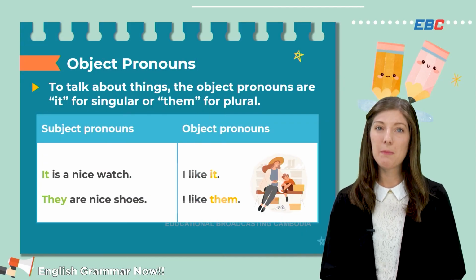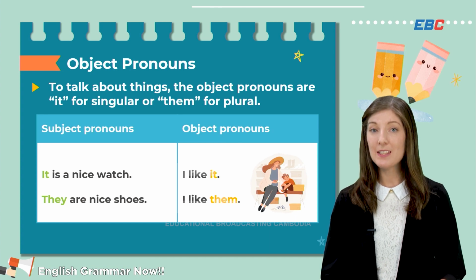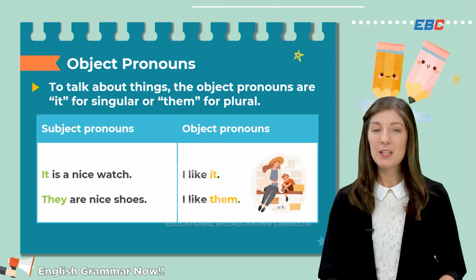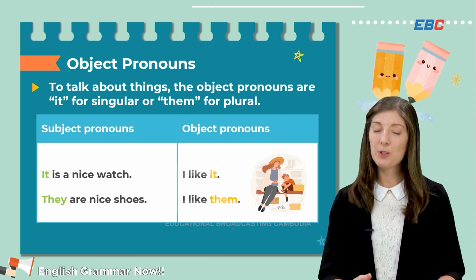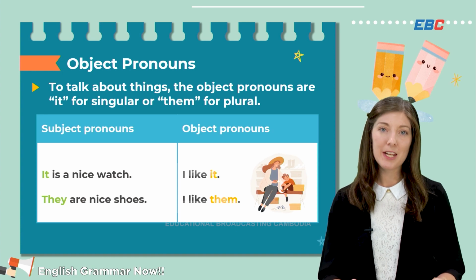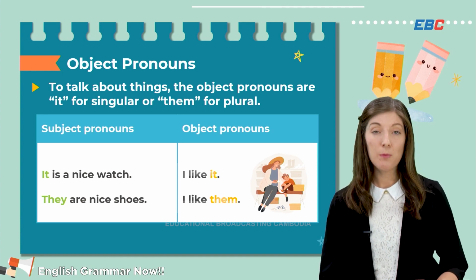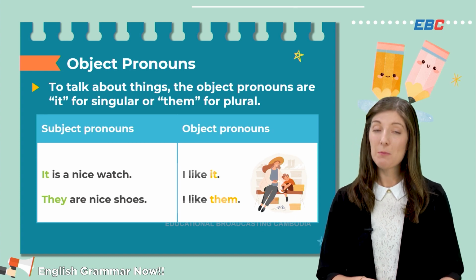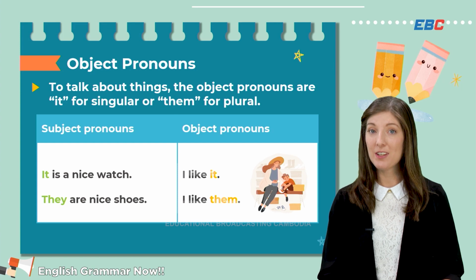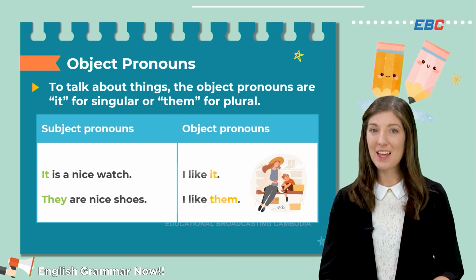When we're talking about things, the object pronoun could be it, with no change from the subject pronoun, but if it's plural, we use them. So for example, as a subject, we would say, it is a nice watch. As an object, we would say, I like it. As a subject, we would say, they are nice shoes. As an object, we would say, I like them.